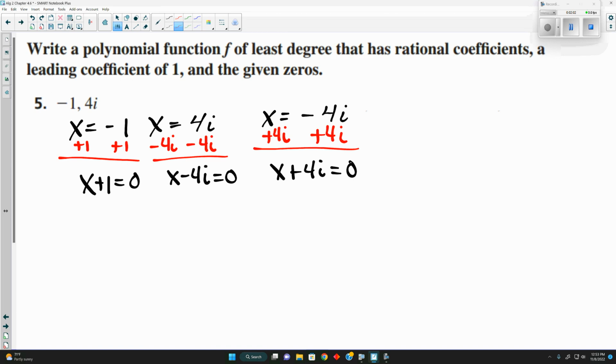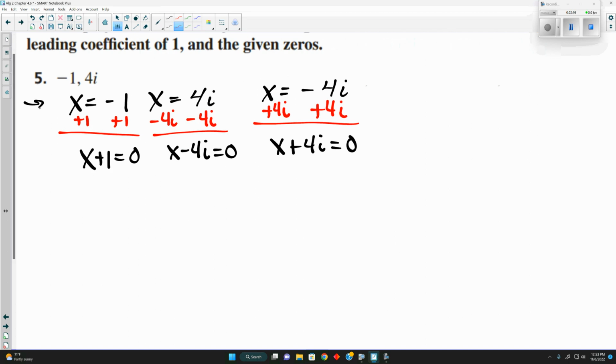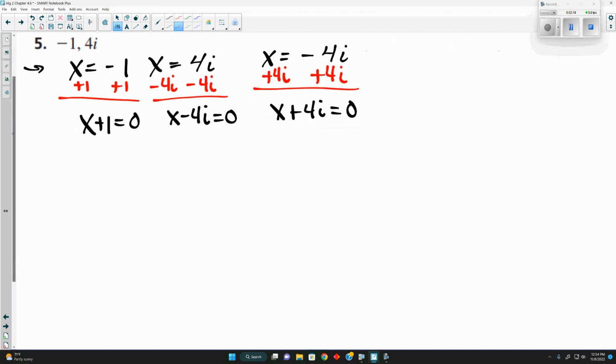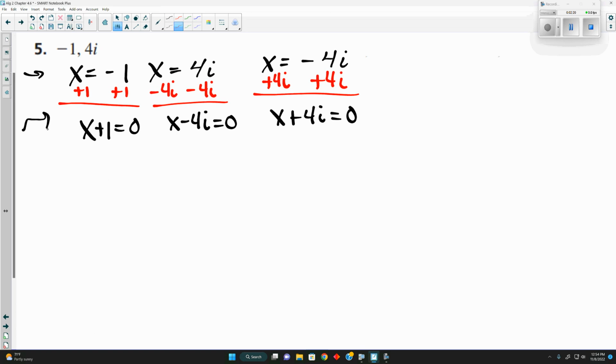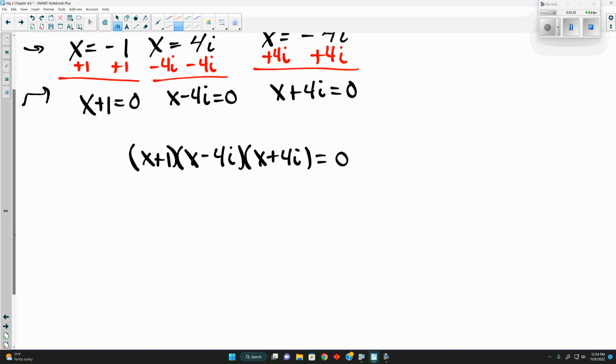So again, what we're doing is trying to find the polynomial of least degree that has these 3 solutions. That's the goal. So the first thing we need to do is set x equal to the solution values. Then we got them equal to 0. Now we're going to multiply the 3 together.